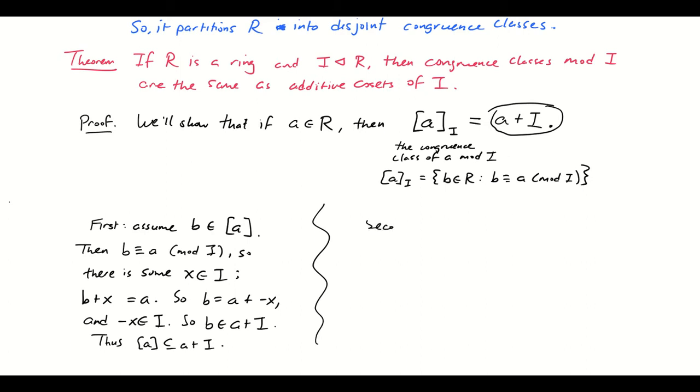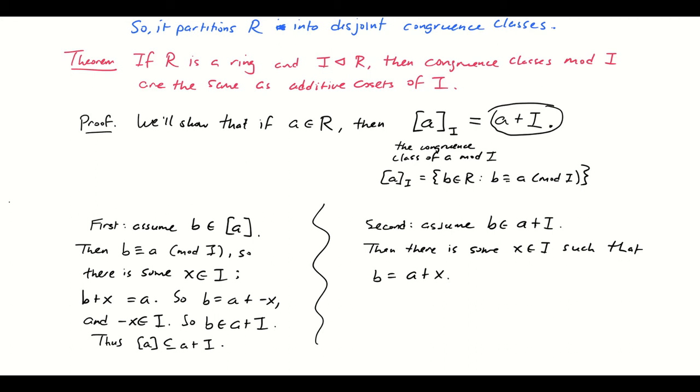Now how about the other proof? We'll call that the second part. So let's assume B belongs to the coset A plus I. And I think this is probably going to be most of the same reasoning, just in reverse order. So then there is some X in the ideal such that B is equal to A plus X. And now I'm just a brief step away from showing that B is congruent to A. I think I just need to move this X over. So B plus negative X is equal to A. And again, negative X belongs to the ideal. So that's exactly the definition of what it means for B to be congruent to A mod the ideal. B plus something in the ideal is A. So B is congruent to A mod I.